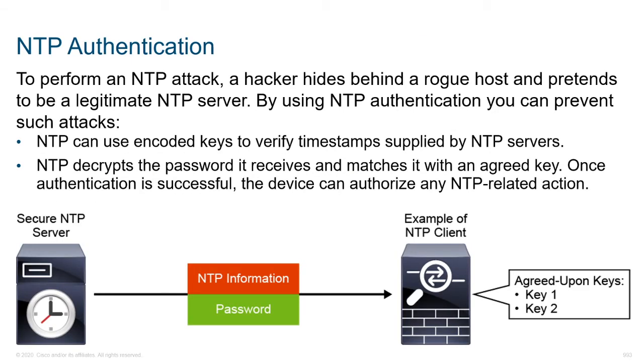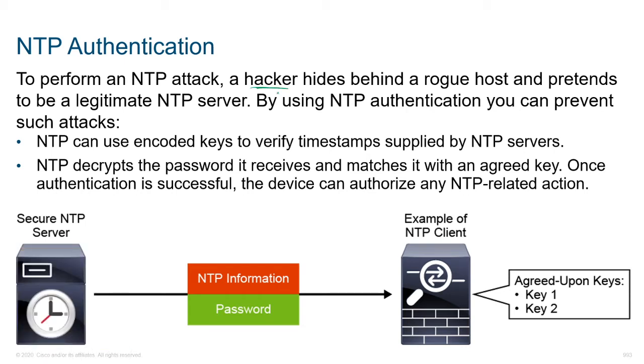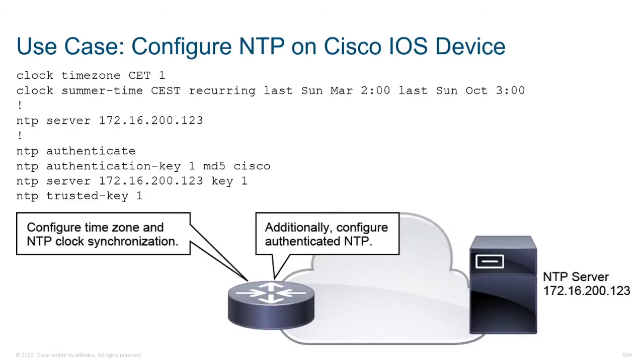So let's look at authentication. The whole reason why we have this is because a hacker can easily put a rogue host in and pretend to be a legitimate NTP server. So if he's changing the time of an NTP device, again, when we go to check our logs, we are not seeing things that we should be seeing. So NTP does use encoded keys, and we are going to be decrypting the password and making sure that it matches on both sides, so that we can ensure that we are getting our time from the proper device.